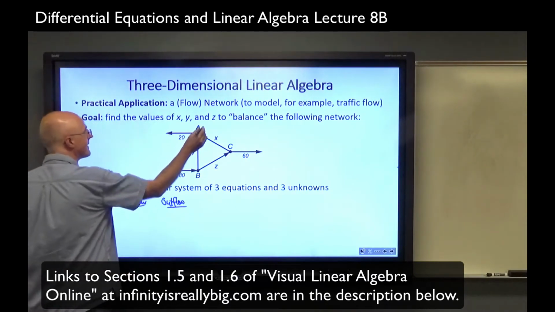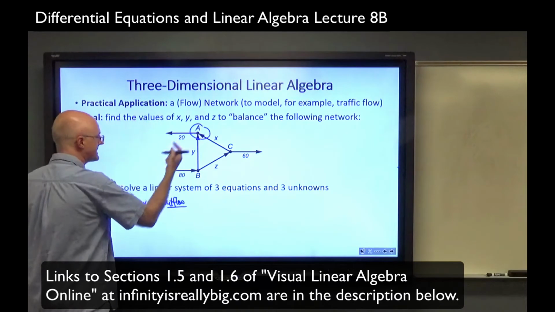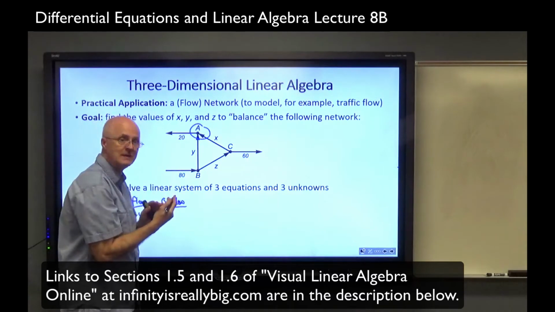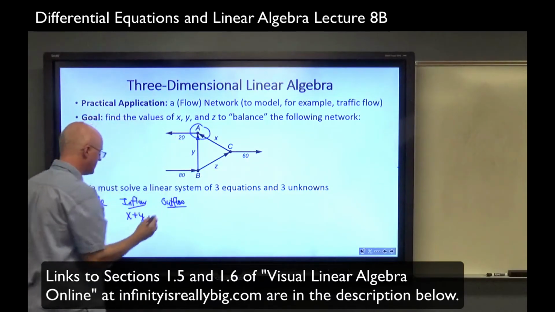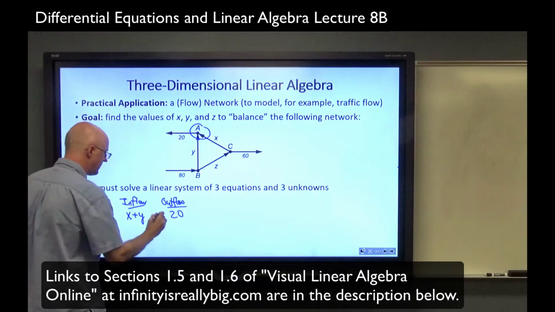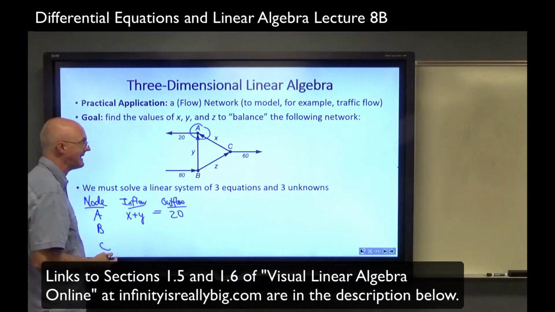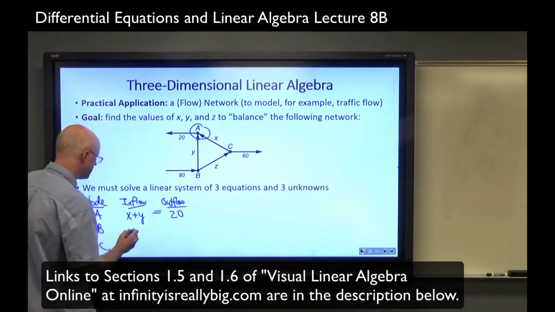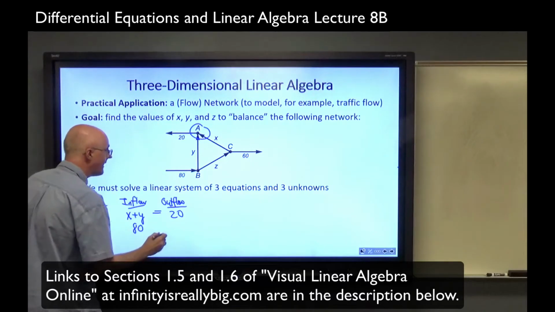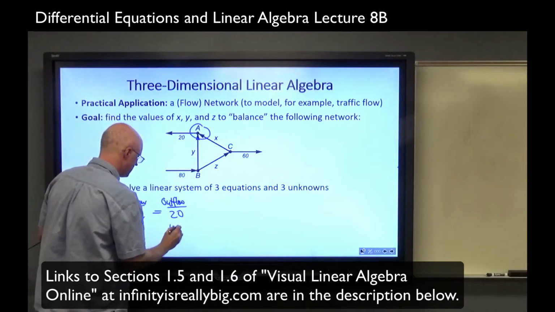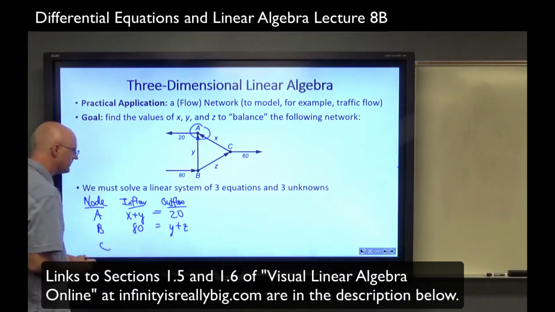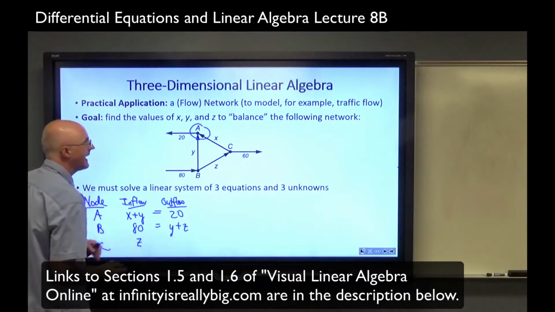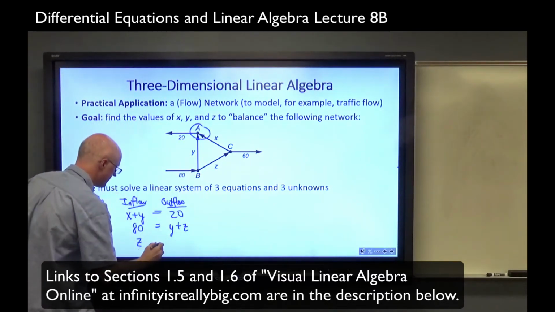At A, right here, the inflow is x plus y, right? Because you've got 2 one-way streets going into A. The outflow is 20. And these must equal each other. That's what it means to balance at node A, intersection A. At node B, the inflow is 80, and the outflow is y plus z. We want those to be equal too. And at node C, the inflow is just z, and the outflow is x plus 60.